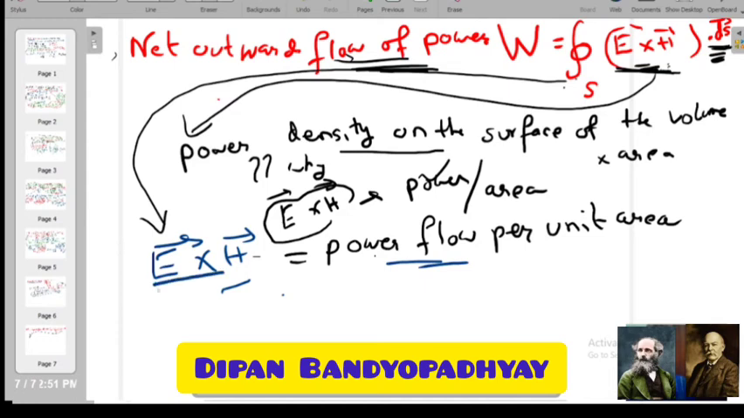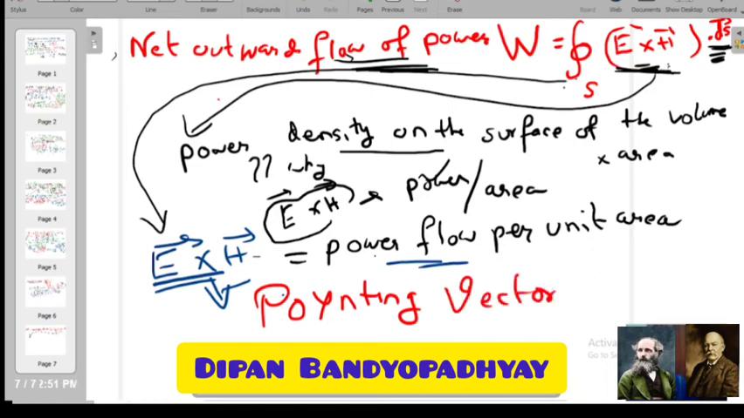This E cross H is nothing but your Poynting vector, and in some books you will see it represented as P, in some books as S. Of course it will have a vector sign. So this S is basically your Poynting vector and is nothing but E cross H. If you take the cross product of E and H, it signifies the power flow per unit area.